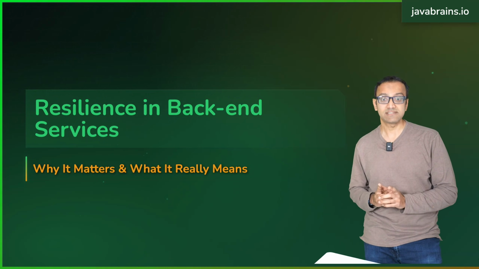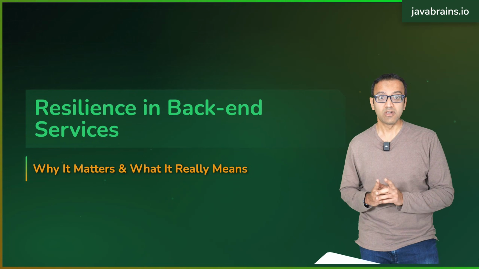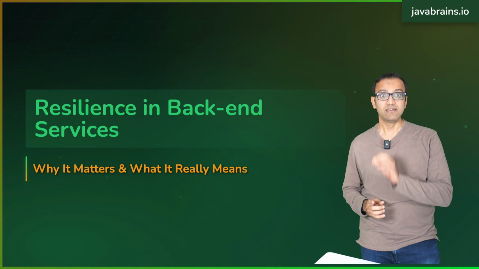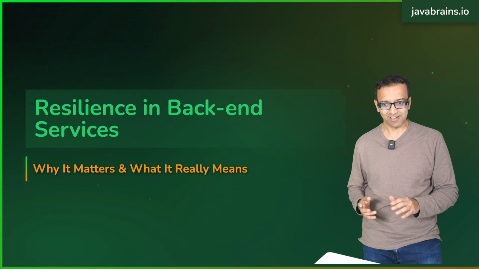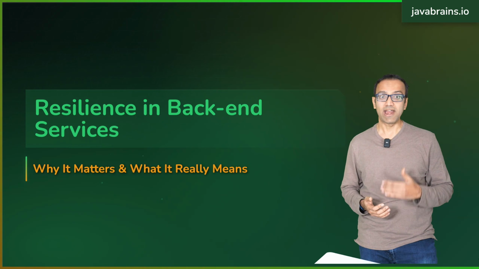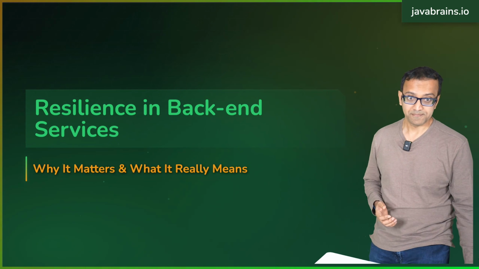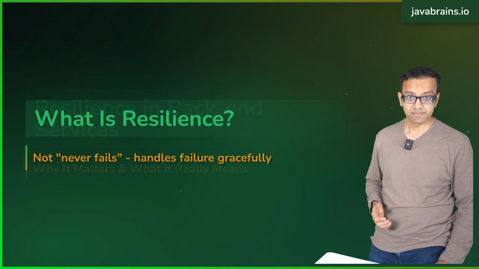How do we design systems that don't fall apart when things go wrong? Not if things go wrong, because things always go wrong. How do you make sure it doesn't fall apart when things go wrong?